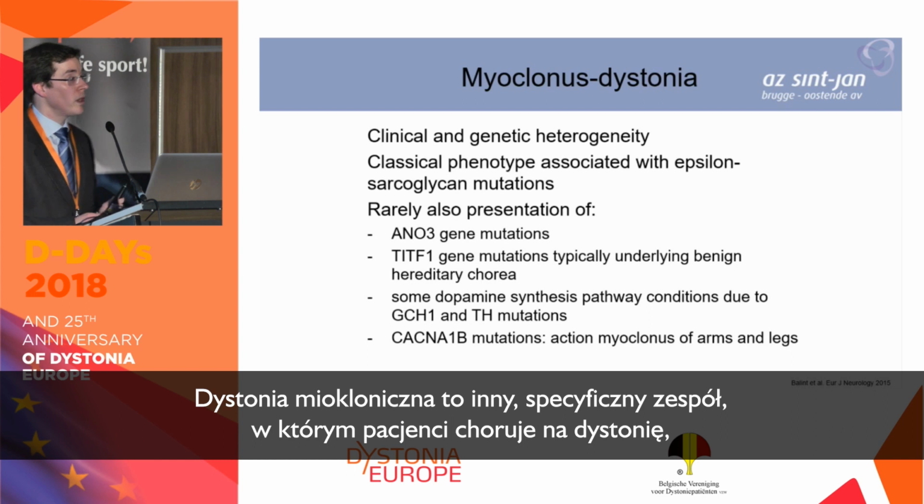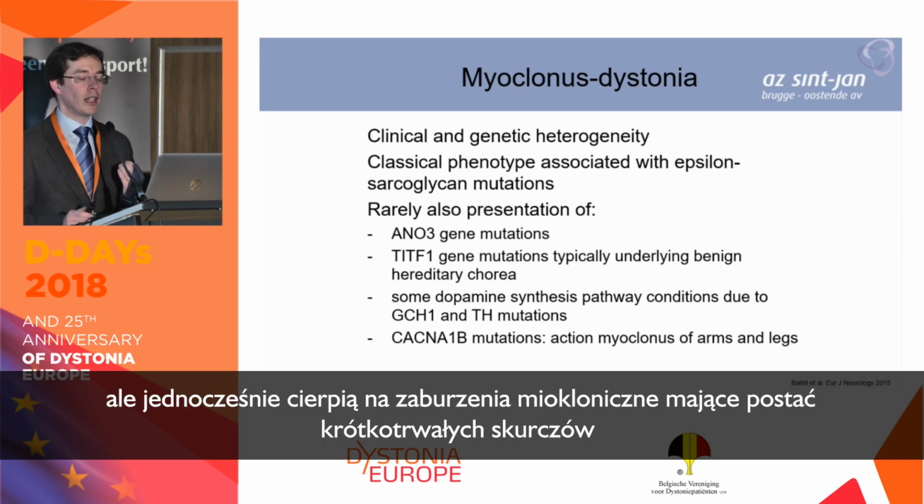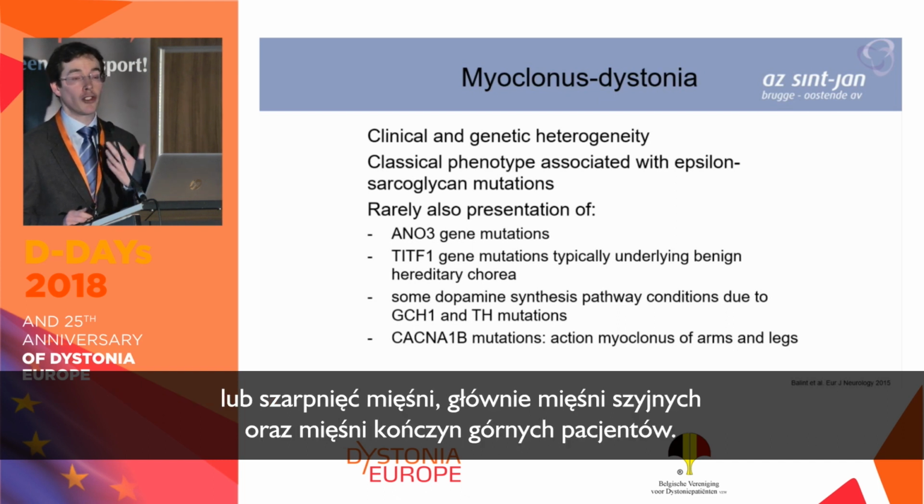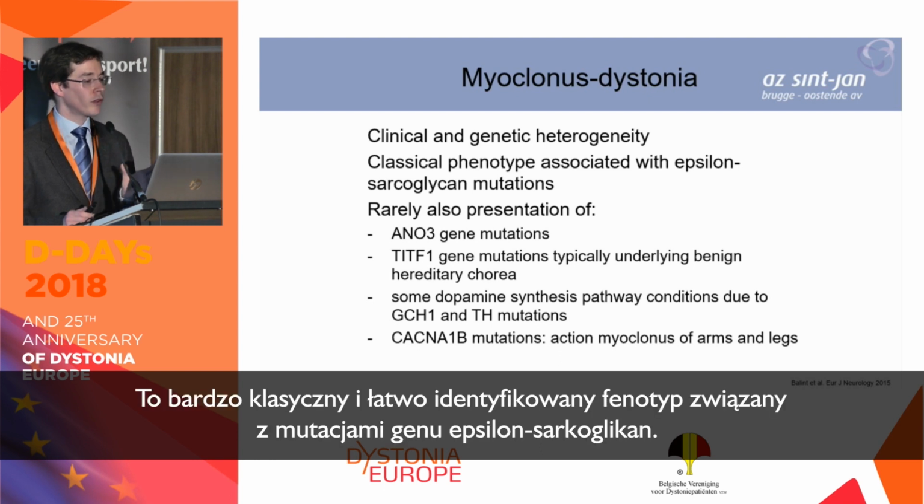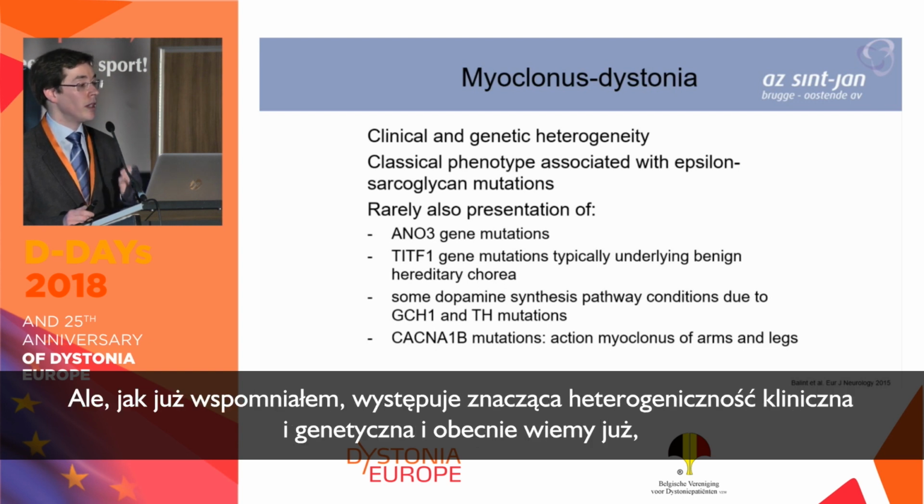Myoclonus dystonia is another specific syndrome where patients develop dystonia, but on the other hand, they also have myoclonus, which are a kind of lightning-like jerks that occur mainly in the cervical muscles and also in the arms of the patients. So it's a very classical and recognizable phenotype that's typically associated with mutations in the epsilon sarcoglycan, but there is, as we now know, significant clinical and also genetic heterogeneity.